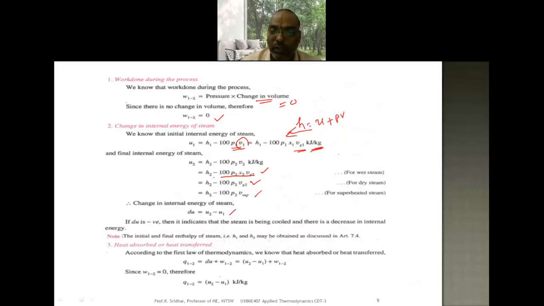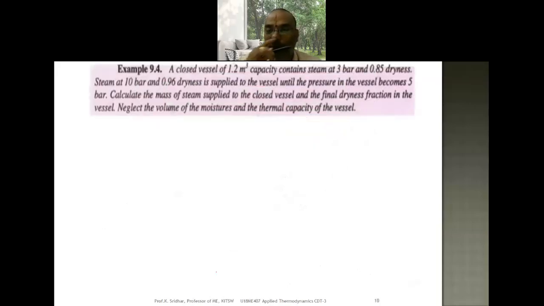So the change in the internal energy is nothing but dU is equal to U2 minus U1. And how can we find delta Q? From the first law of thermodynamics, delta Q is equal to dU plus delta W. And here delta W is equal to 0. So that's why delta Q is equal to dU. Like that, we are able to handle the constant volume process.